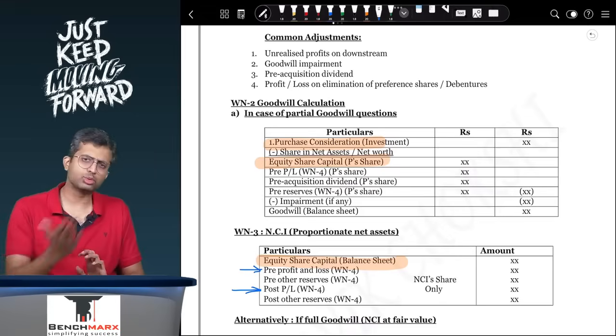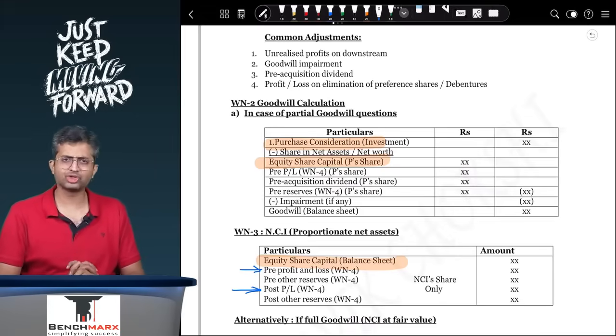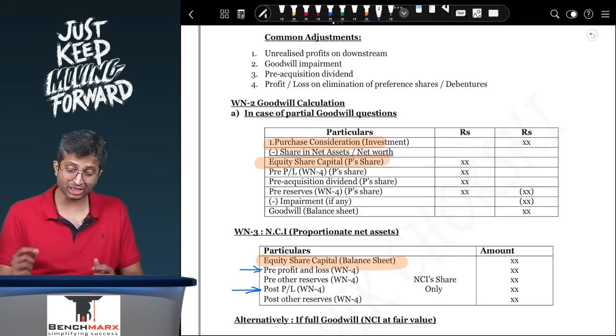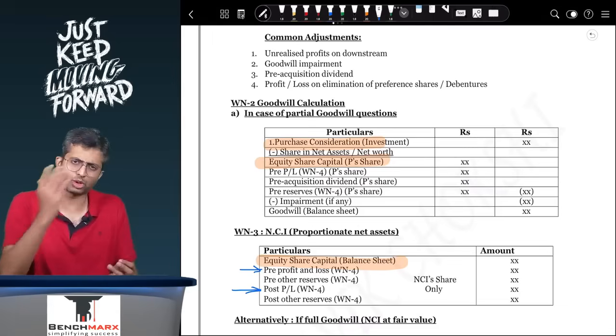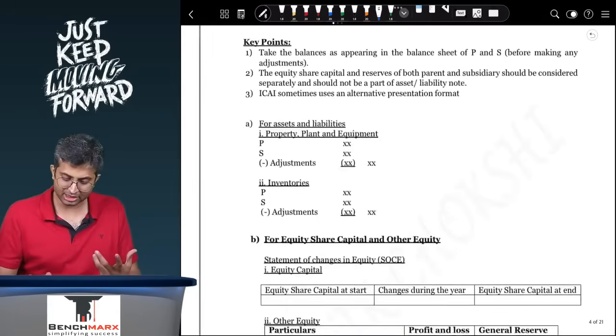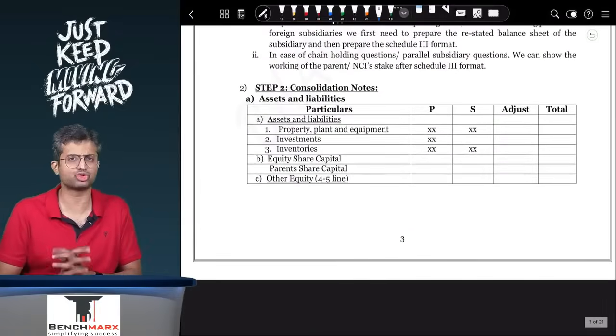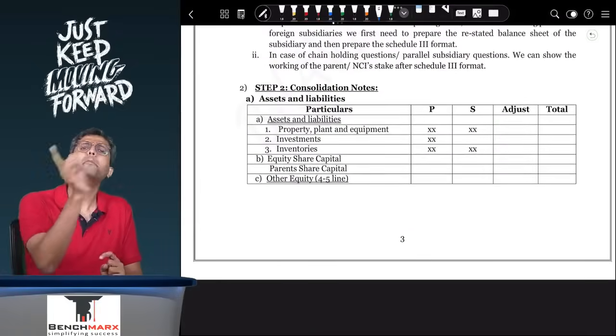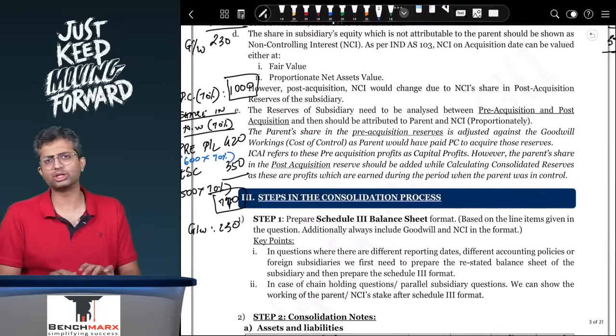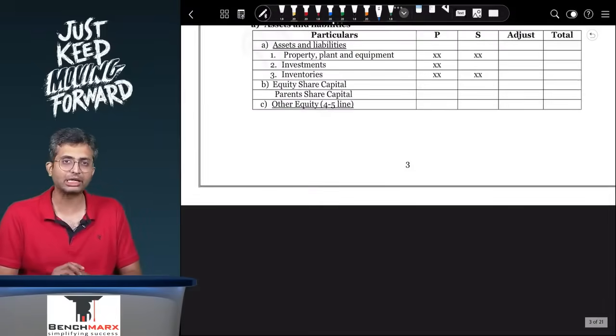The goodwill over here will be added into the balance sheet. NCI will also go directly into the balance sheet, and the consolidated other equity reserves will also go to the balance sheet. After that is done, you will total up the assets and liabilities like you have prepared over here. After the adjustments, total up the assets and liabilities, post those numbers in the balance sheet, and you are good to go. 16 marks in your pocket.